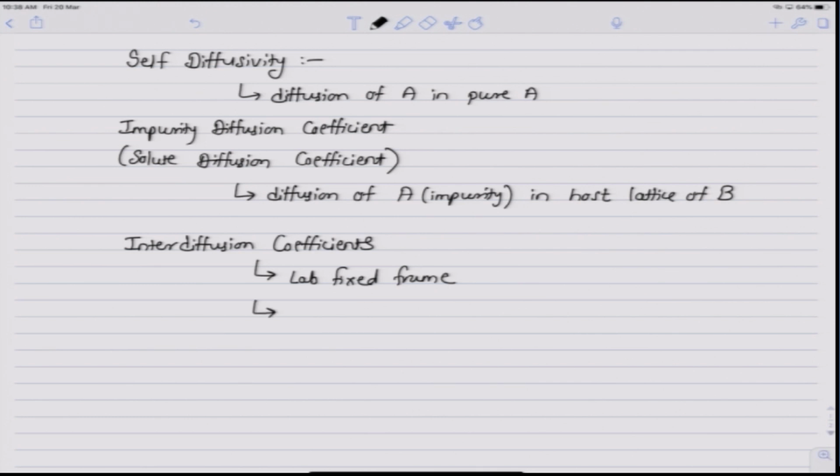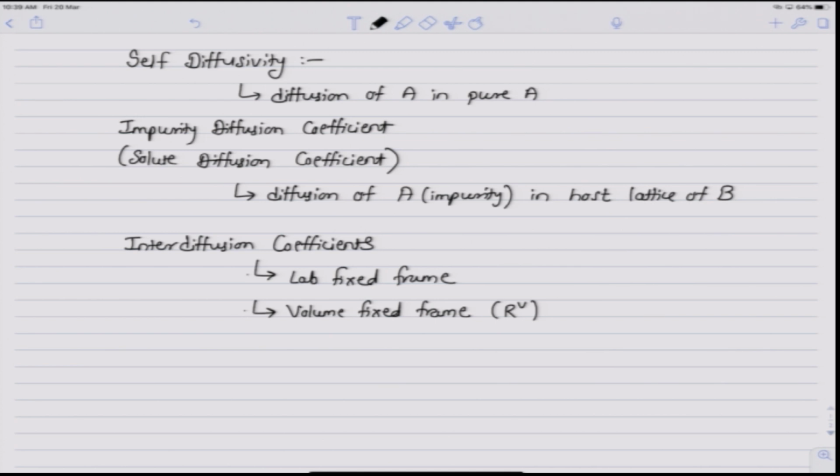Now, if we fix the frame of reference at the local center of volume, so that the net volume flow is 0 at any plane, it is referred to as volume fixed frame of reference. So, we can also measure the flux with respect to volume fixed frame, and the diffusivities measured with respect to that would be the diffusivities with respect to volume fixed frame of reference. This is also referred to as Rv, and typically for the assumption of constant partial molar volume, the volume fixed frame coincides with the lab fixed frame.